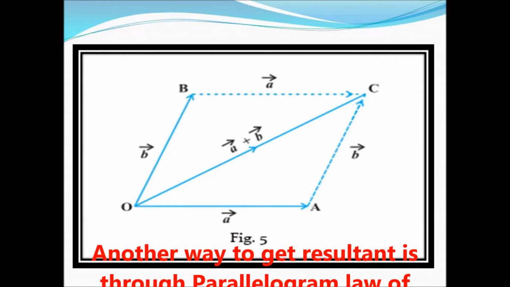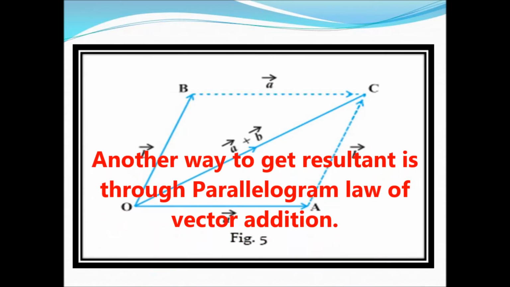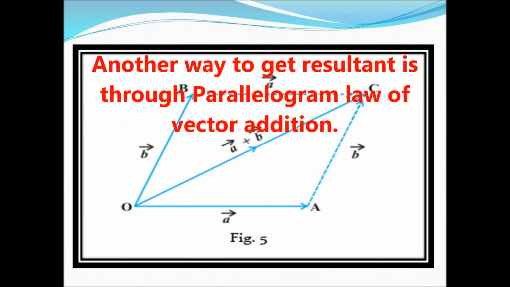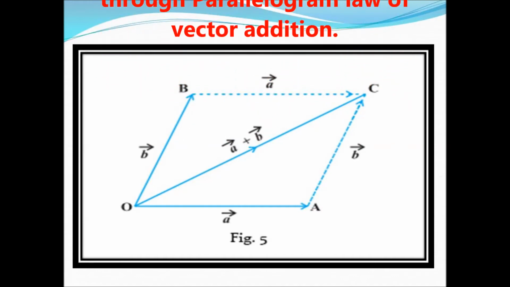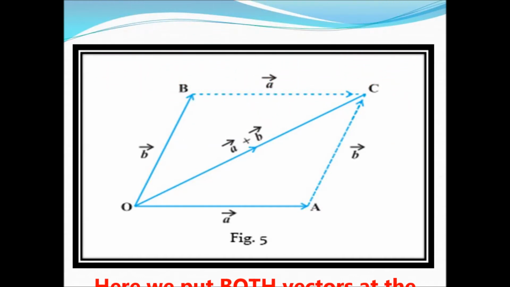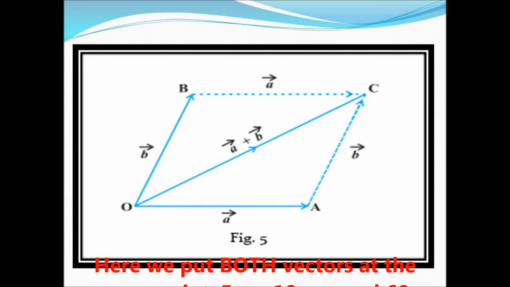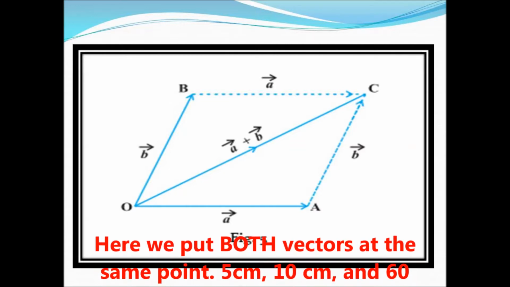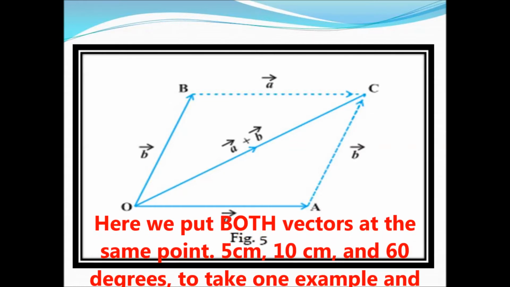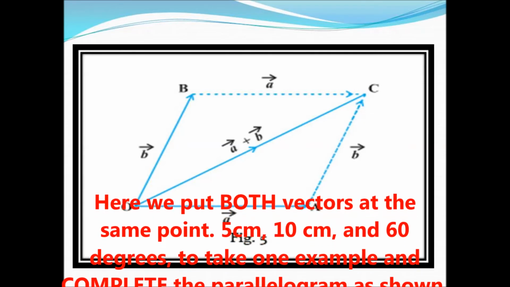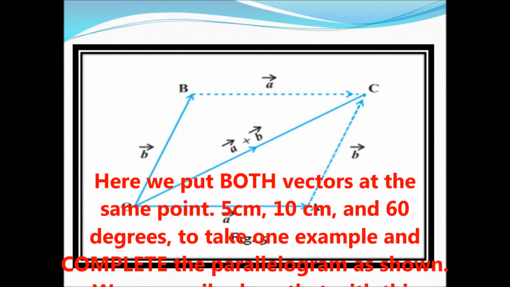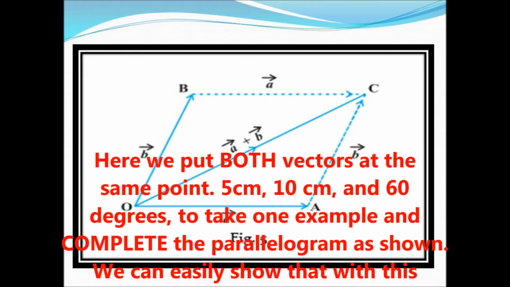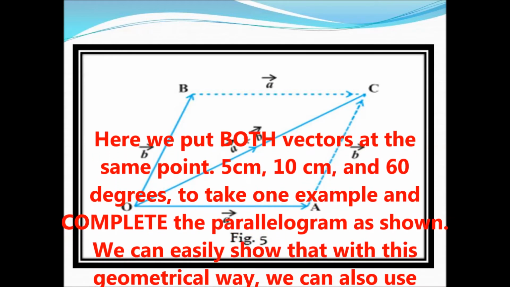We can also do it in another way to get the resultant. It's almost the same: the parallelogram law of vector addition. Here, as you see in the figure, we put both vectors at the same point. So you have OB and OA, 5 centimeter, 10 centimeter. We have just given some numbers here, 60 degrees to take one example, and complete the parallelogram. So you complete by BC and AC.